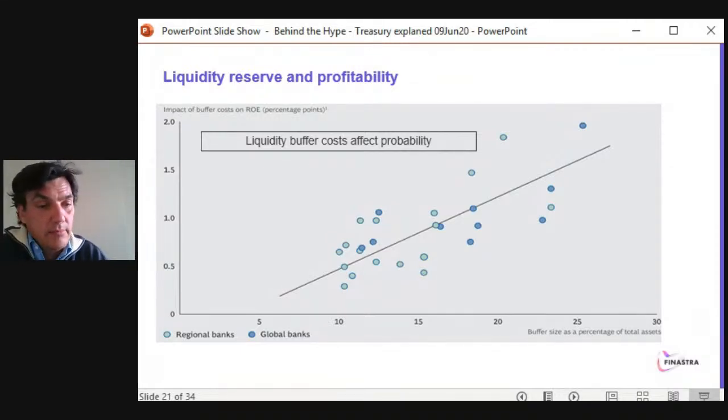So again, liquidity management is one of the most important things for banks, because the profitability of the bank will depend on that. ALM.